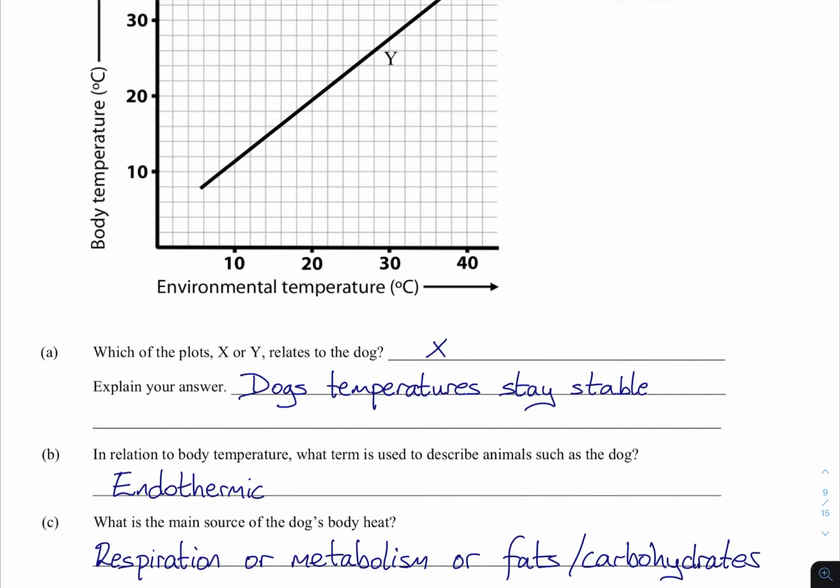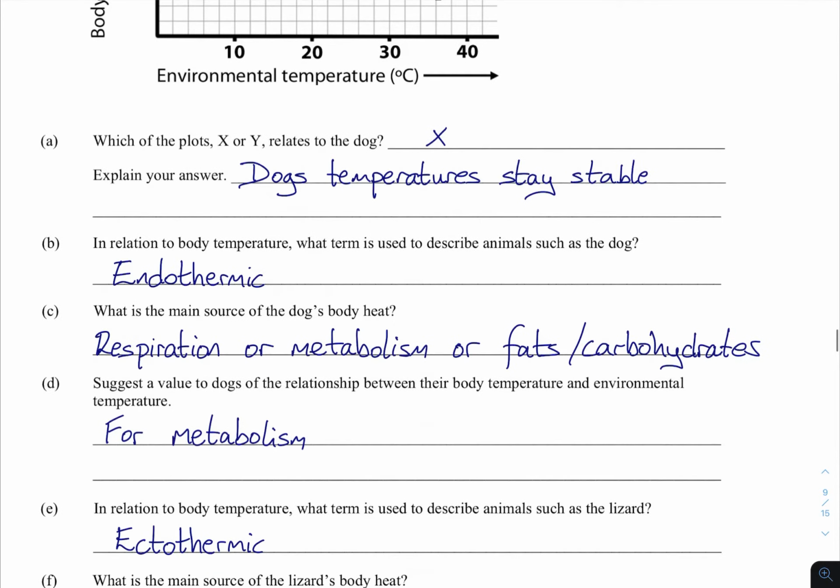In relation to body temperature, what term is used to describe animals such as the dog? Okay, endothermic. So we have two types, endothermic and ectothermic. What's the main source of the dog's body heat? Well, there's a couple of sources here. You could have said metabolism. You could have said respiration, which we know that's a key there.